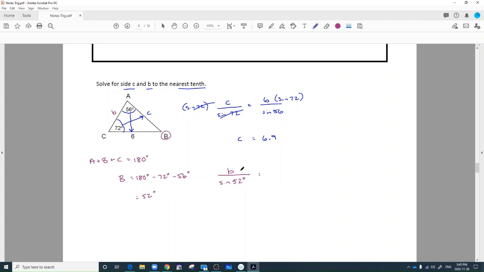So I'm going to say side B is to angle B, as side A, which is 6, is to angle A, which is 56. So then to plug this into my calculator, again, to solve for B, I just multiply both sides by the sine of 52. And I get B equals 6 times the sine of 52 divided by the sine of 56. And I get, to the nearest 10th, 5.7. So this is how to use the sine law to solve for a missing side.